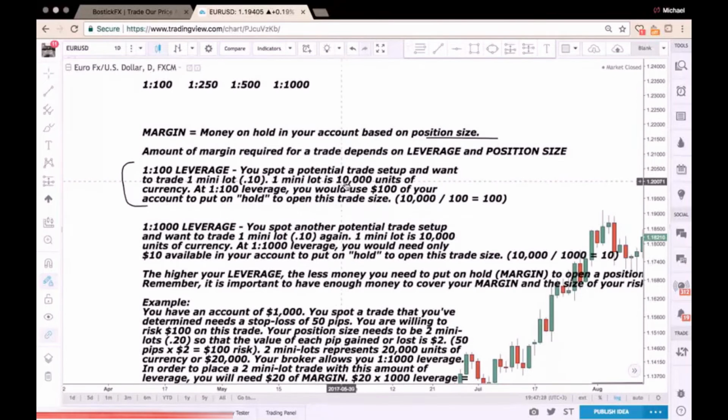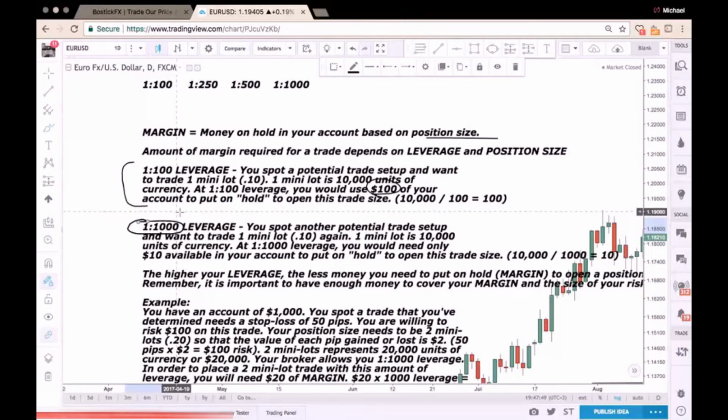One mini lot represents 10,000 units of currency, right? So if you're trading euro versus dollar, one mini lot would represent $10,000. At 1 to 100 leverage, you would need $100 for margin. Now let's look at the same trade but with higher leverage, 1 to 1,000 leverage, right?